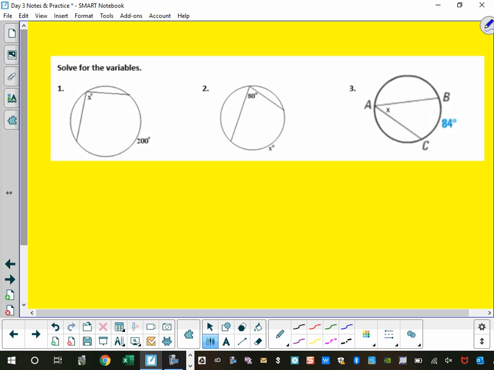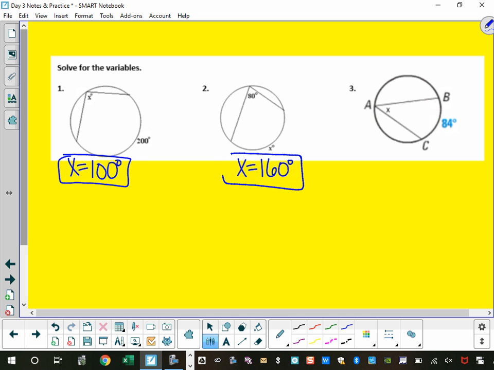Alright, so number 1, what do you guys get for x? It's 100 degrees. For number 2, what did you get? It's like we're getting the angle to arc to angle thing. For number 3?